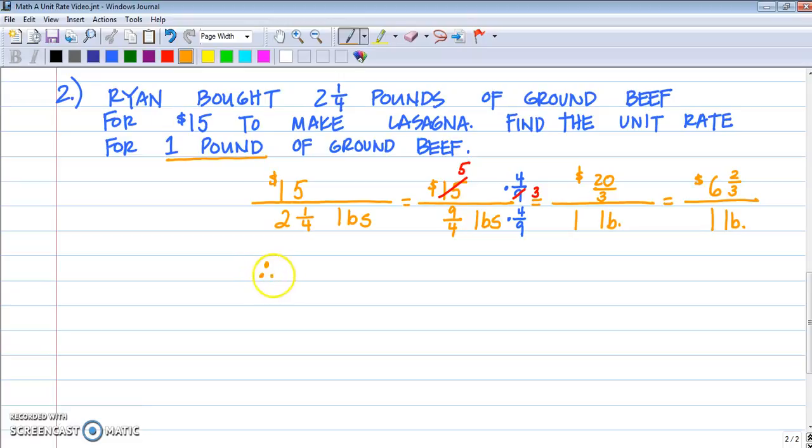So therefore, it costs $6, and 2/3 is 0.6 repeating. So there's going to be sixes endlessly, and when I round to my nearest penny, and I'm looking at this 6, it's going to cause it to become a 7. So it's going to cost $6.67 per pound of ground beef.